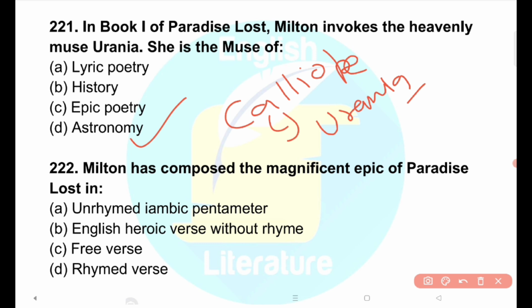Unrhymed iambic pentameter. Paradise Lost is written in blank verse, which is unrhymed iambic pentameter. It follows the structure of English heroic verse without rhyme but maintains a grand style.